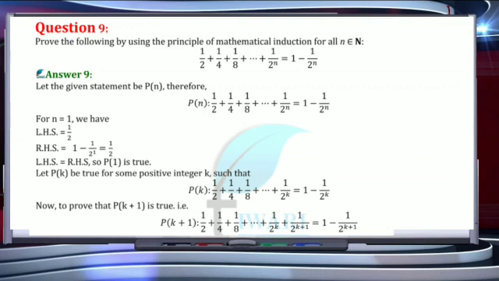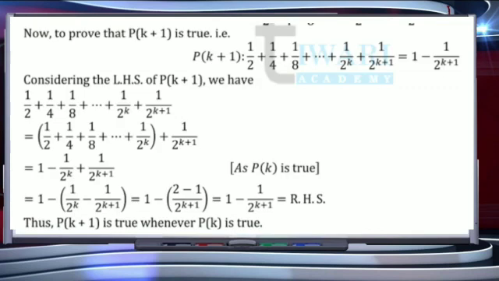Next we are going to prove it for k plus 1 and defining the whole statement again. P of k plus 1 is defined as 1 by 2 plus 1 by 4 plus 1 by 8 and so on plus 1 by 2 raised to power k plus 1 upon 2 raised to power k plus 1, which should be equivalent to 1 minus 1 upon 2 raised to power k plus 1. So here we are picking up the LHS. Till 1 upon 2 raised to power k, we will substitute the value from P of k, that is 1 minus 1 upon 2 raised to power k, and plus 1 upon 2 raised to power k plus 1 as such.